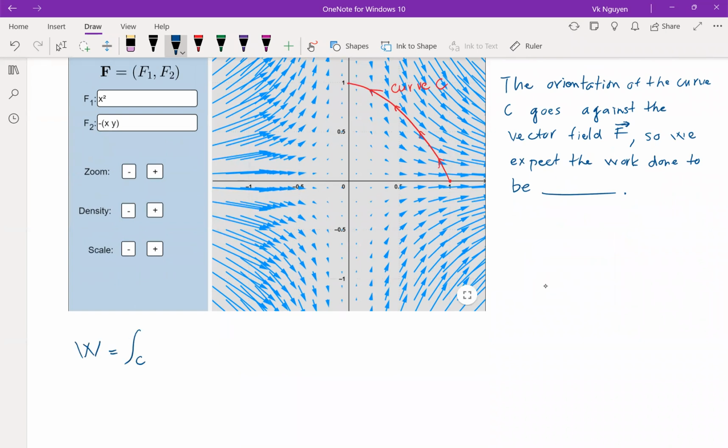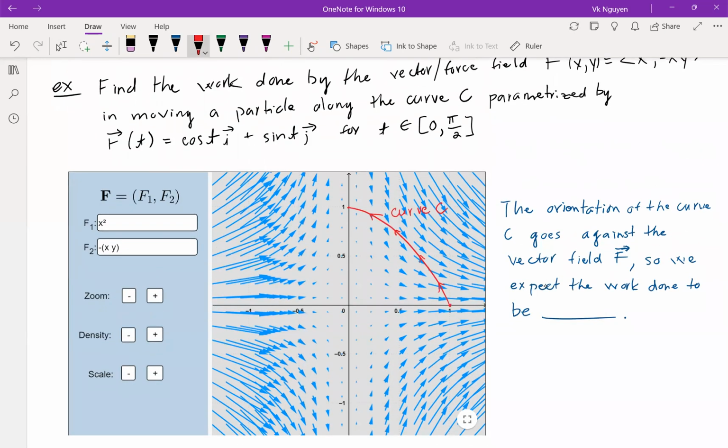Integral along the curve C, F dot dr. Well, we've got to parameterize this. Remember, when you parameterize, you can only parameterize the curve C. Luckily, we already did. Look at this, it's already here.